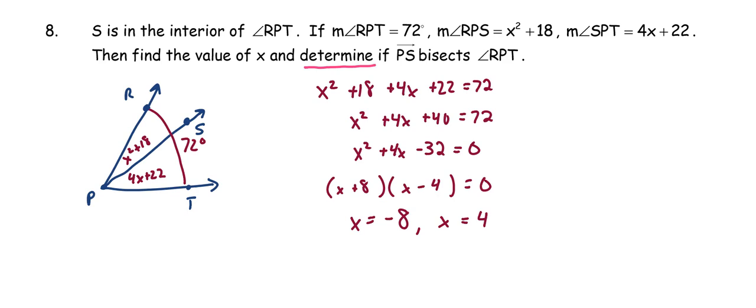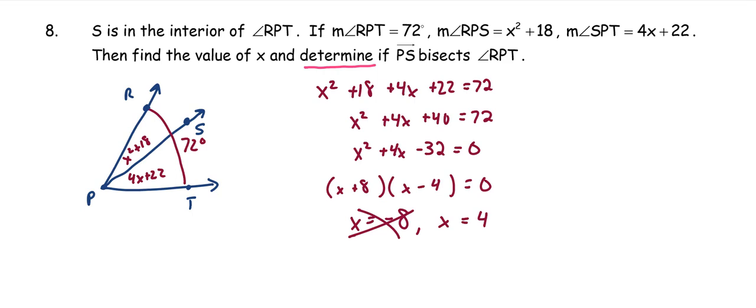Now, when I look at these angles, I have to make sure that both values work. If I put negative 8 into this angle, I'm going to get a negative angle measure, and we can't have negative angle measures. So that means that x cannot equal negative 8. X can equal 4 because for both angles I get a positive number.